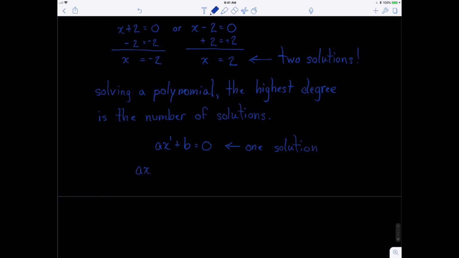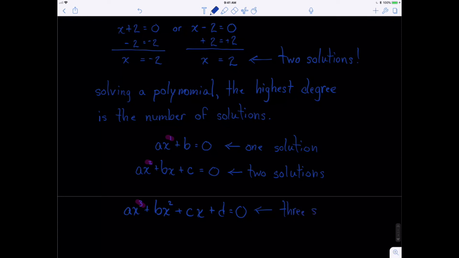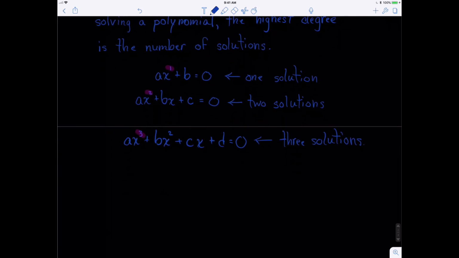And if I had an equation like ax squared plus bx plus c equals 0, this would have two solutions. And so on. It's determined by the highest exponent. So if I had ax cubed plus bx squared plus cx plus d equals 0, then because the highest exponent is 3, this one would have 3 solutions. So, with that in mind, that's why when you solve our original problem of x squared equals 4, there has to be 2 solutions.